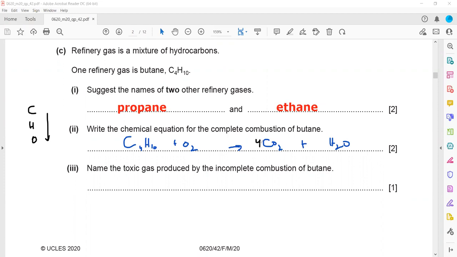So 4 carbon, we put 4, carbon is balanced. 10 hydrogen, so we put 5, hydrogen is balanced. And what about oxygen? 4 multiplied by 2 is 8, plus 5 is 13. So we need 13 oxygen atoms, which means 13 by 2, or 6.5, O2. Name a toxic gas produced by incomplete combustion. That is carbon monoxide.